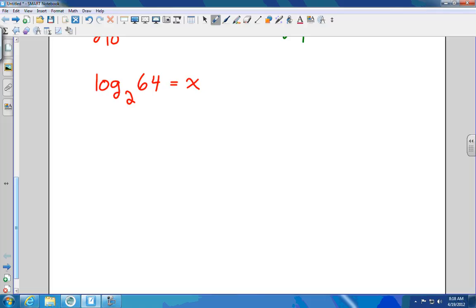And then you can write that in exponential form. So what would your base be? 2 to the, careful, 2 to the what? X equals 64. And then you just have to figure that out. 2 to the what power gives you 64.